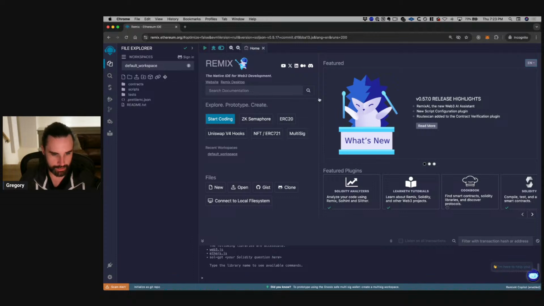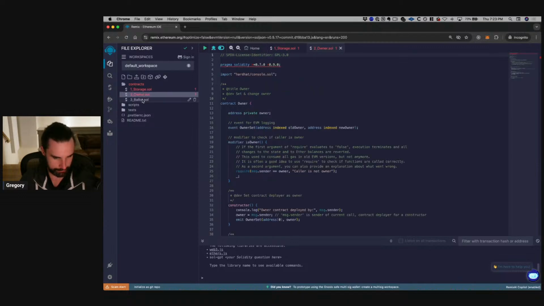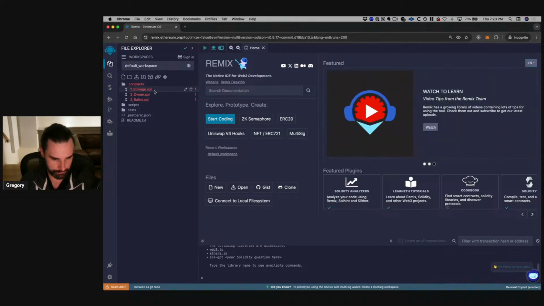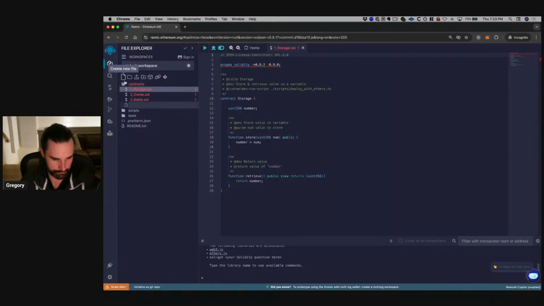So you can see this kind of looks like a code editor here. And if you go to this file browser on the left, you're going to see a contracts directory with some smart contracts already in it. I'm going to close these down, and I'm going to go ahead and create a new file here. If it'll let me. All right, there we go. And we're going to create a new file. I'm going to call it FlashLoanTemplate.sol, capital F, capital L, capital T.